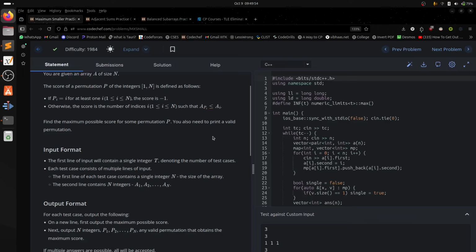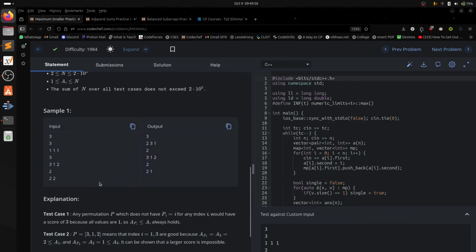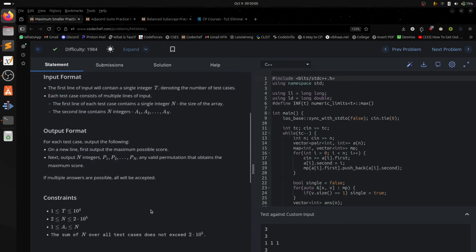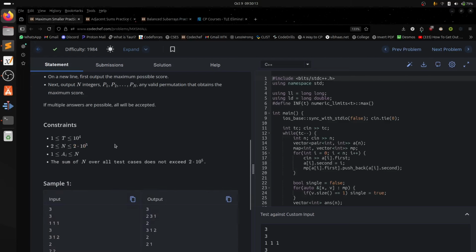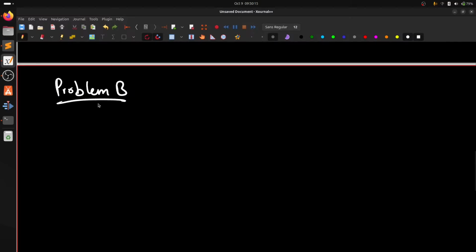So the score is equal to the number of indices such that A of P of I is less than or equal to A of I. Find the maximum possible score, and some examples are here. First we'll try to understand what it means for A of P of I to be less than or equal to A of I. Also n goes up to 10 to the power 5, so we need a big O of n solution, right?